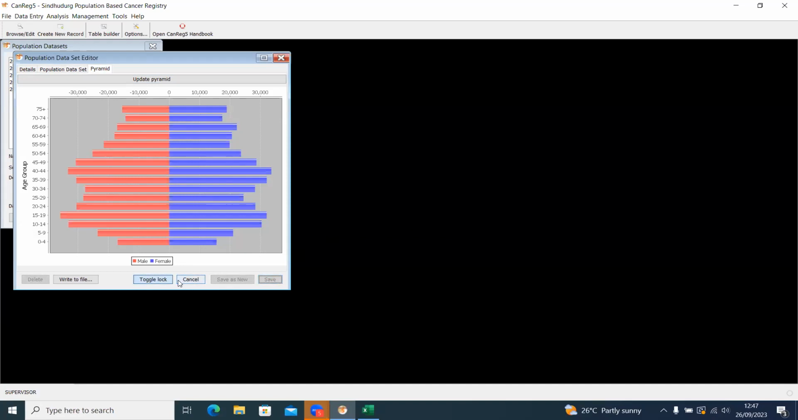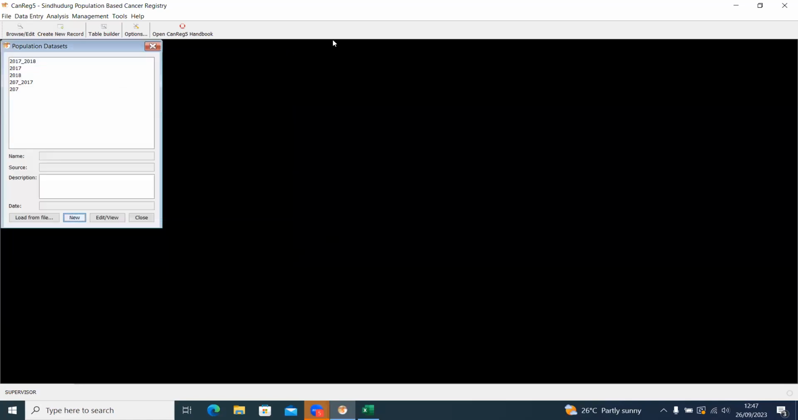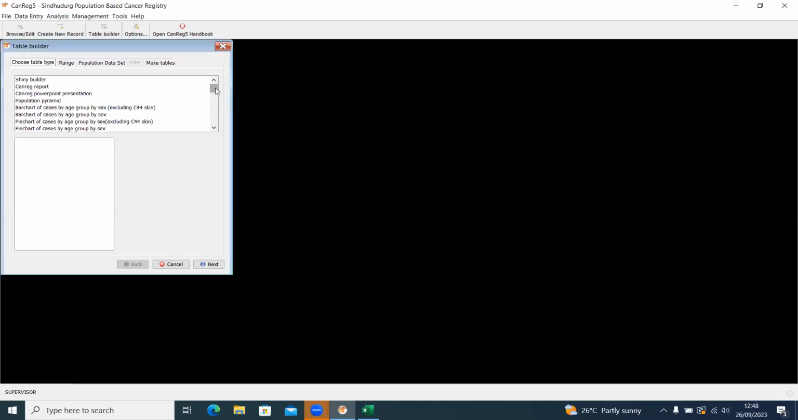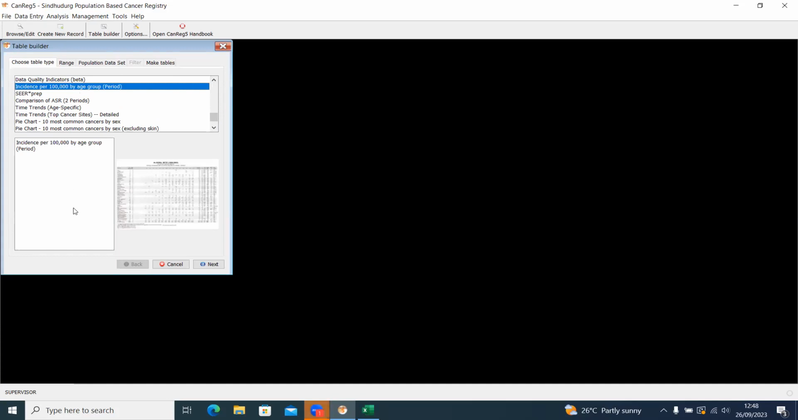Is this clear how to add population data set? Yes, ma'am. So this is a data set which I will be using. Population data set. Now I will go to analysis. We have table builder option. Since we want to calculate the rates, I will directly go to incidence rates. Incidence per 100,000. We go to next.